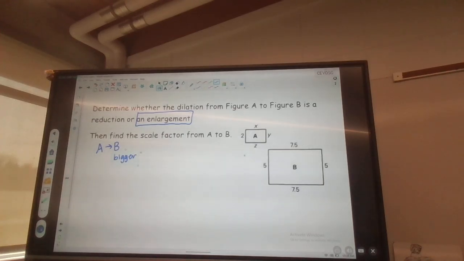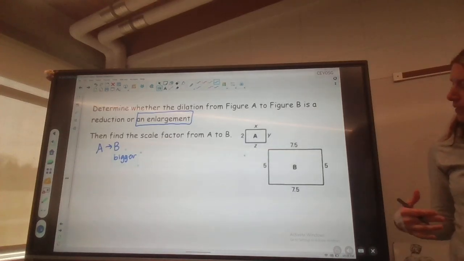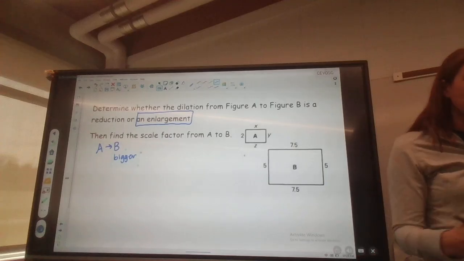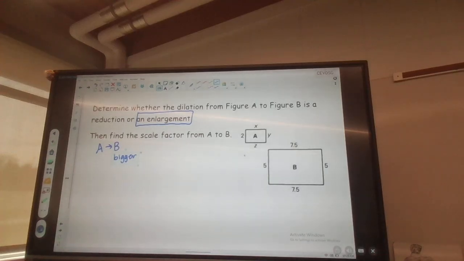Now they ask us the scale factor from A to B. So we're going to compare some of these sides, and then let's find some of the other missing sides. They're easier than you maybe think. So like for instance, the shorter side 2 would go with 5. So I would say this is a 2 to 5 scale factor. And at the same time, if I know this is 5 here, and this is 5 here, y should also be 2.